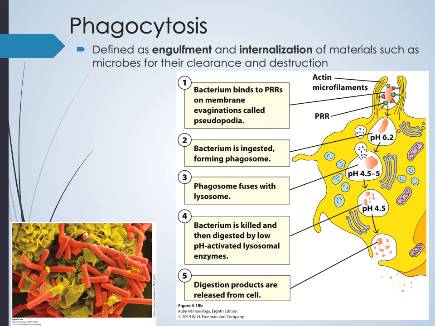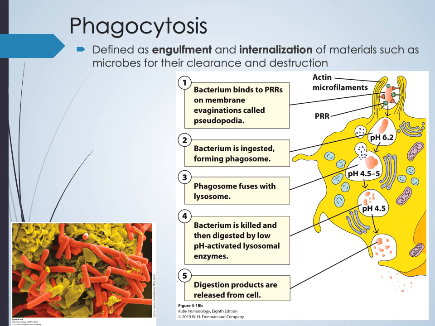I've mentioned this term numerous times, and so finally we're getting to it. Phagocytosis is defined as engulfment and internalization of matter such as microbes for their clearance and destruction. Phagocytosis is where an immune cell will engulf a foreign cell or a dead, damaged cell. The way in which this happens is a multi-step process.